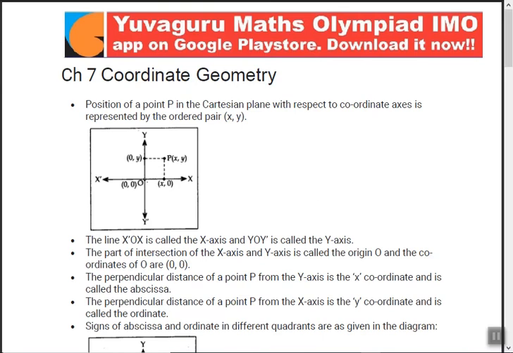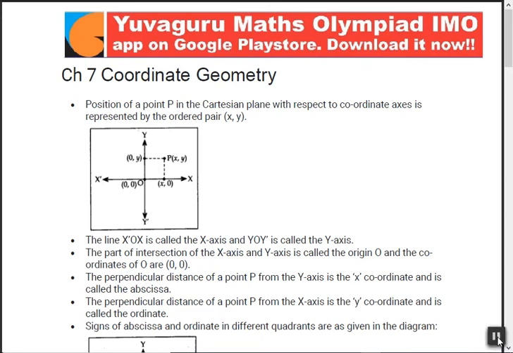Okay, move on. The line X dash OX is called X axis. See this, X dash OX, and Y dash OY is called Y axis. The point of intersection of X and Y axis is called the origin. This is called origin. It is always denoted as 0, 0. Origin is a point where everything starts.